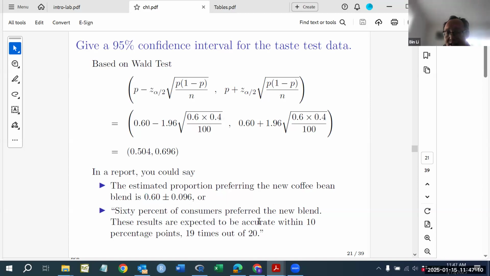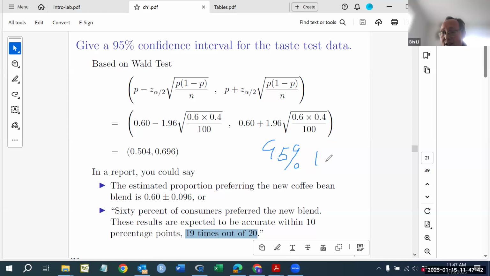These results are expected to be accurate within 10 percentage points. Why within 10%? Because what is the margin of error? The margin of error is about 10%. So we say the results are expected to be accurate within about 10%, 19 times out of 20. Why 19 times out of 20? Because that's what 95% means. 95% is 19 out of 20. Is that right? So that's what it means.